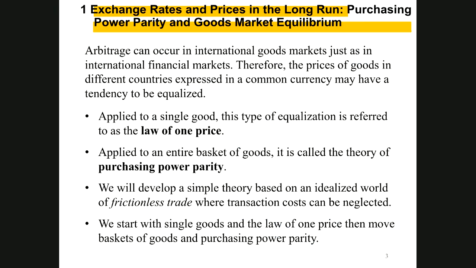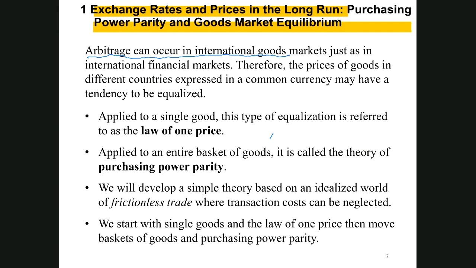So, as I said in the beginning, arbitrage can occur in the international goods market, right? If the price of a good is different in different markets, people always have the incentive to buy the goods in the cheaper market and sell them in the more expensive market. For example, if an apple, the real fruit, the same fruit, is more expensive in the United States than in Europe.